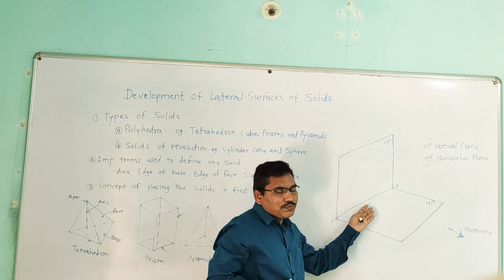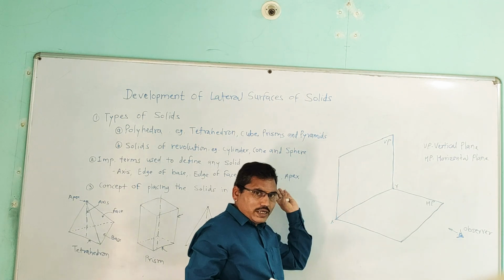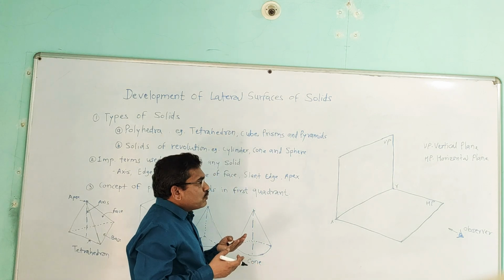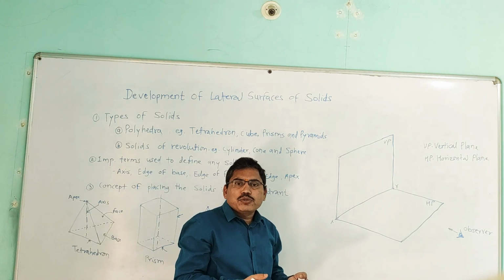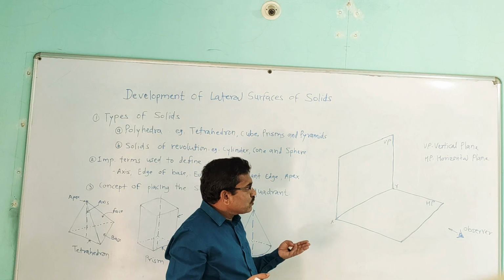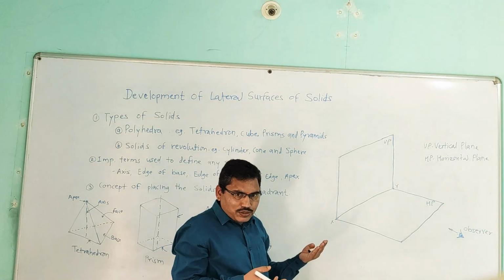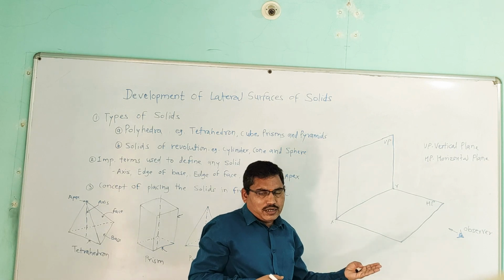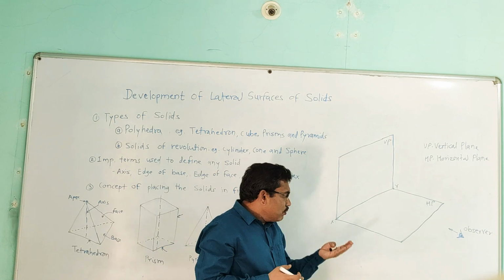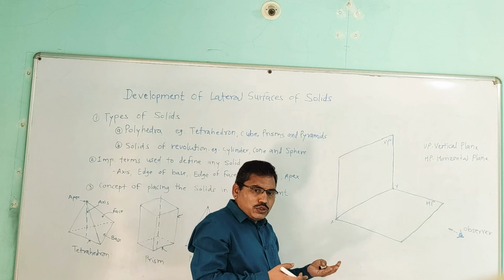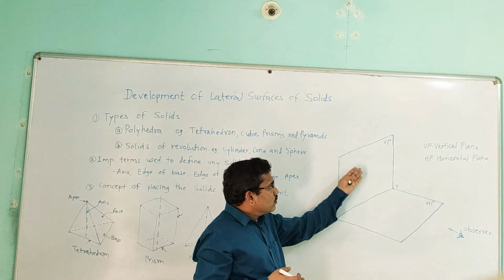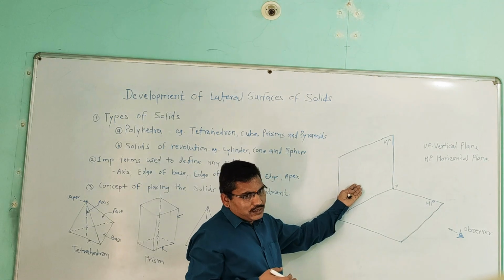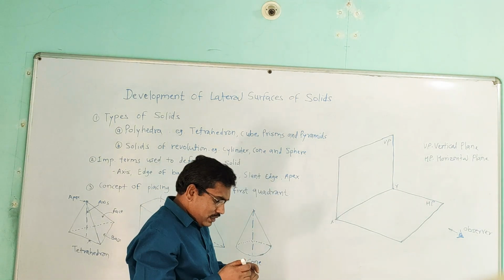Now when any solid is placed in this quadrant, we need to define the position of its axis and the position of its base. We are going to solve a number of problems by assuming that the solid is placed in the first quadrant, and to define the position of the base and the axis of the solid, we need a reference of the horizontal plane and the vertical plane. So this is important.